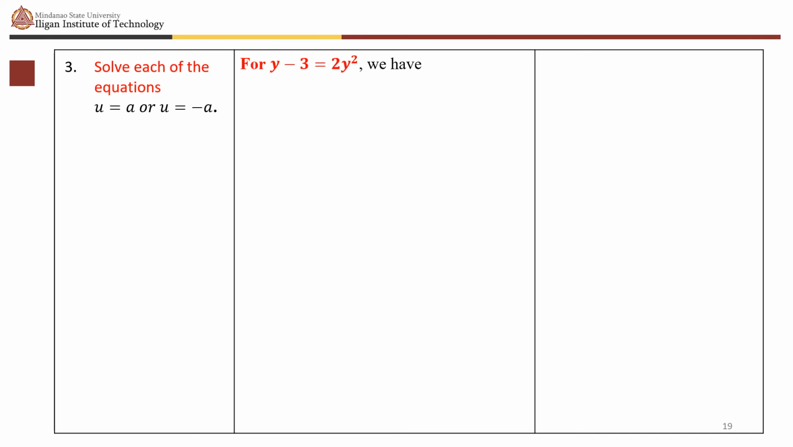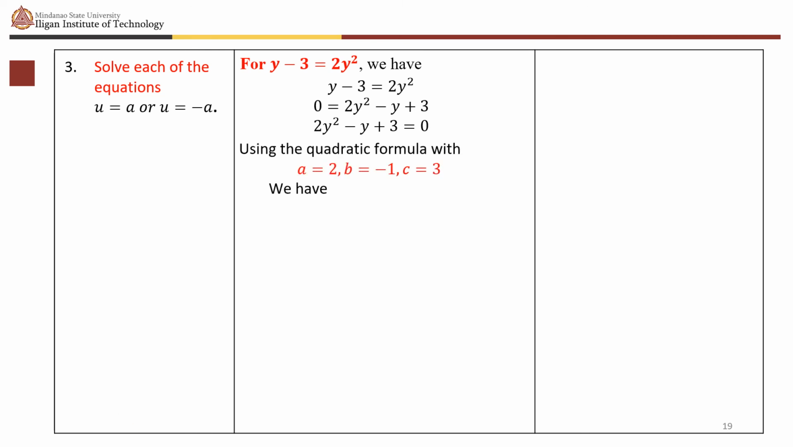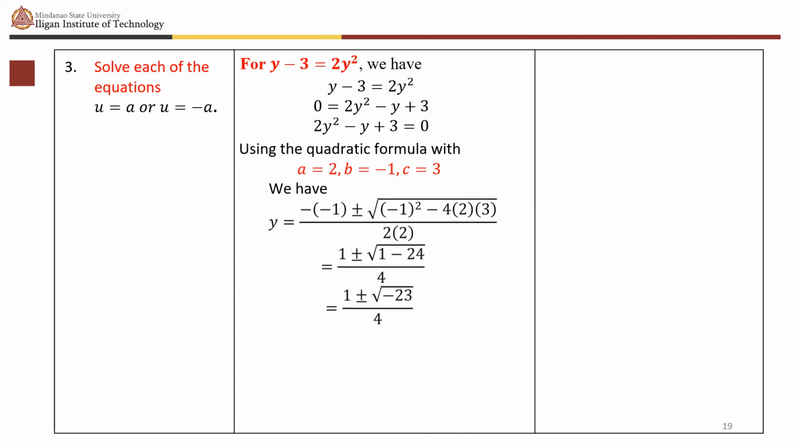So for y minus 3 equals 2y squared, we have the following. That is, y minus 3 equals 2y squared. So we can now add both sides by minus y plus 3. So minus y plus 3, this becomes 0 on the other side. So we are left with 2y squared minus y plus 3 is equal to 0. And now we can make use of the quadratic formula with a equal to 2, b equals negative 1, c equal to 3. And we have the following.